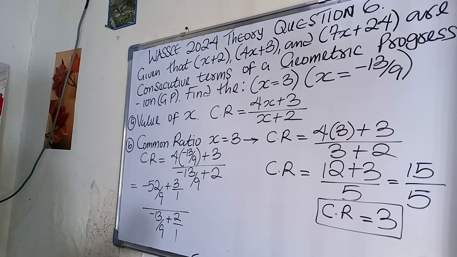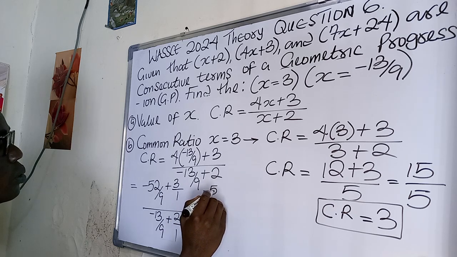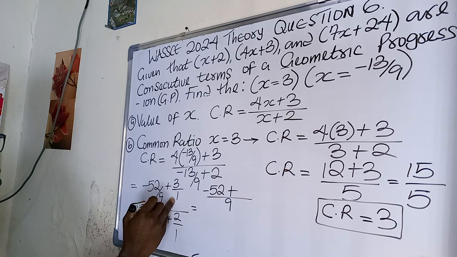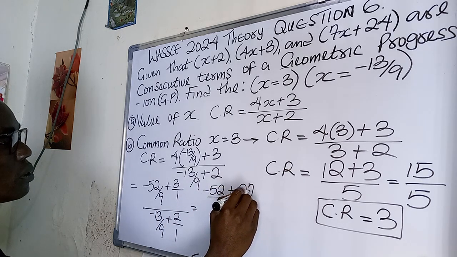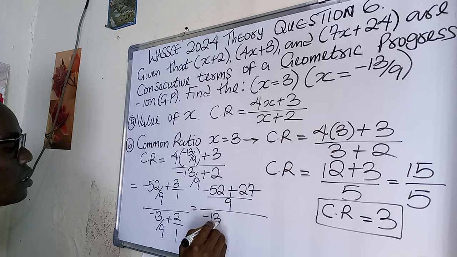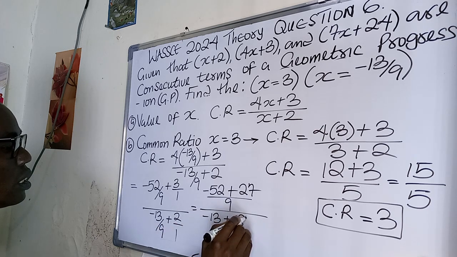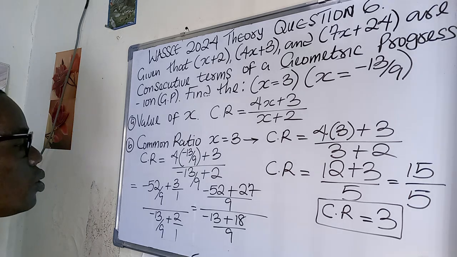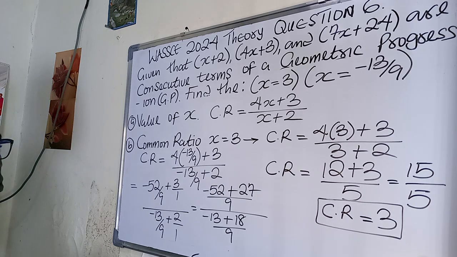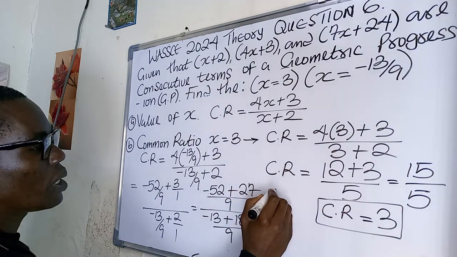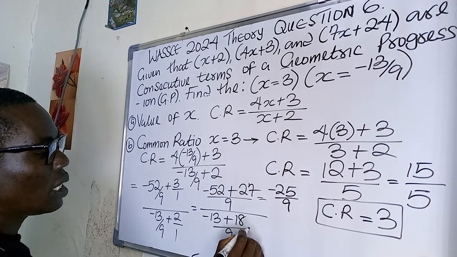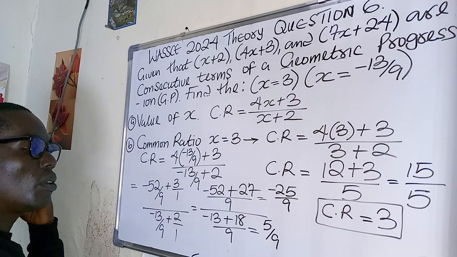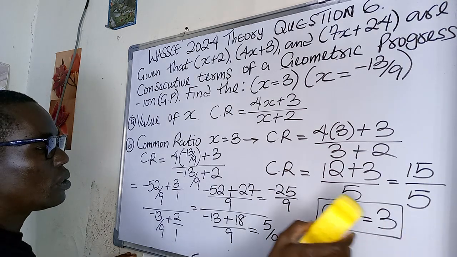So if we simplify this, we are simply going to have negative 52 plus all of these, divided by 9 plus 9 divided by 1 is 9. 9 times 3 will give us 27. And all of these will be divided by negative 13 plus 9 times 2 is 18, divided by 9. So minus 52 plus 27 is going to give us minus 25 divided by 9, and minus 13 plus 18 will give us 5 divided by 9.